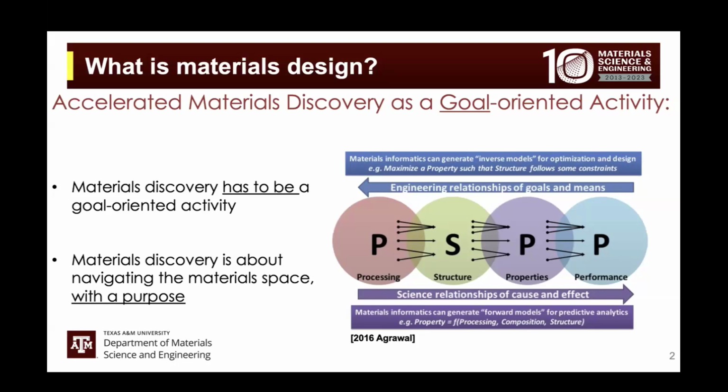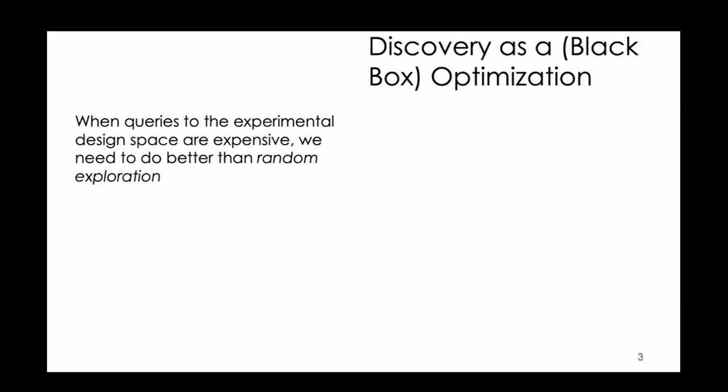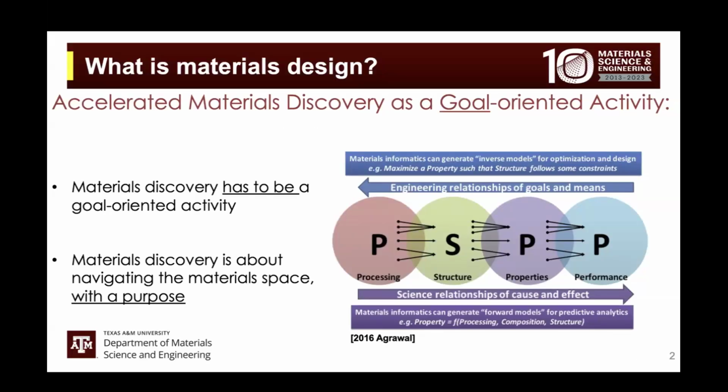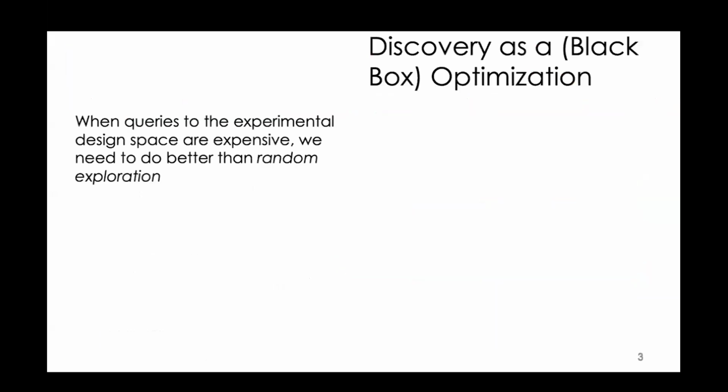So when we're trying to do material discovery, essentially we're trying to navigate this material space with a purpose. This is, however, extremely expensive, right? And unfortunately, we cannot use traditional approaches to solve this type of inverse problem that you would use in other engineering tasks. Because when we're trying to do this experimentally, sampling a single point in the material space may take days, weeks, months at a time, right? So this is a very expensive problem.